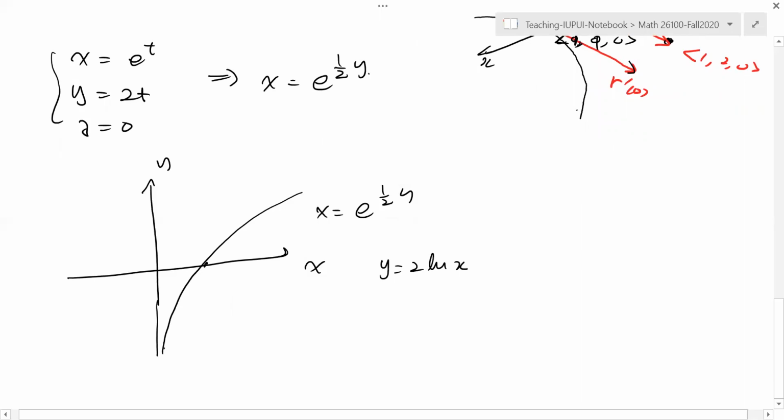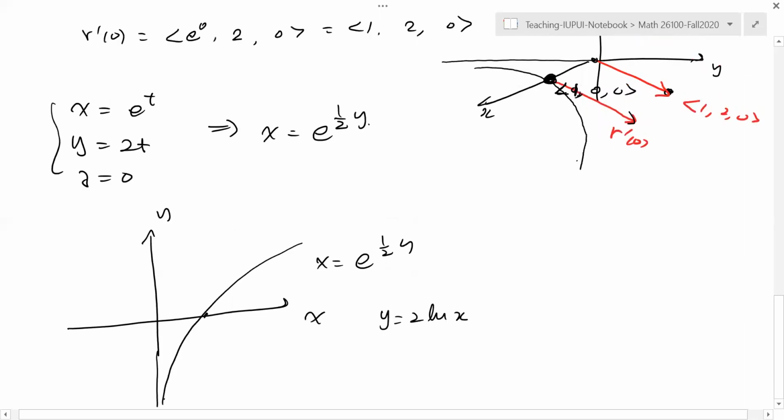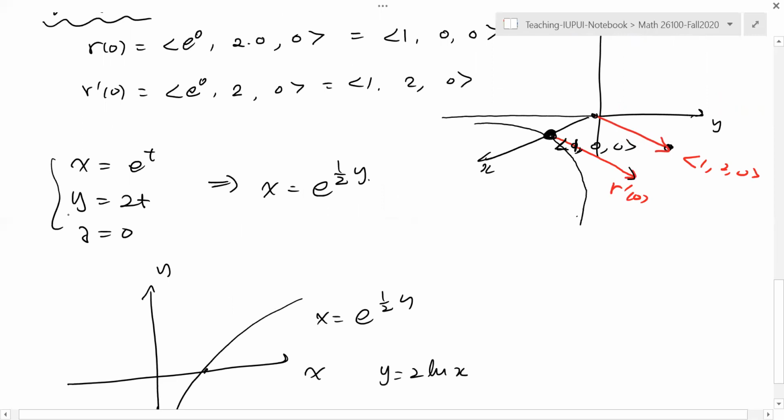How do I get e to that? Okay, that's a good question. You see, y equals 2t. So I solve for t. t equals half of y. Then x is equal to e to the t, so e to the half of y. Just eliminate the variable t. Okay, good question.